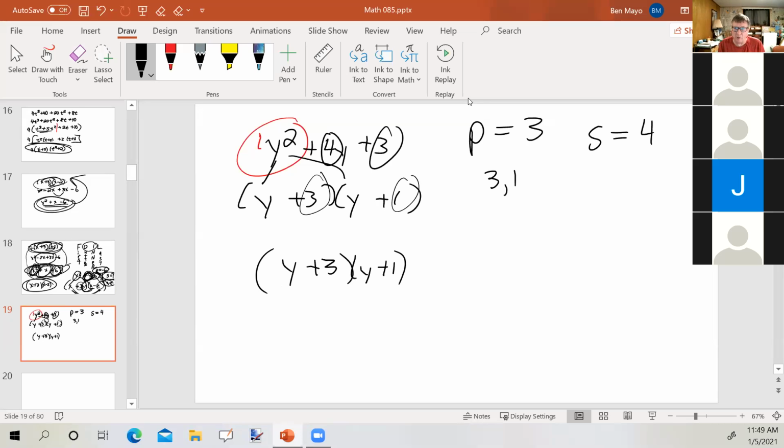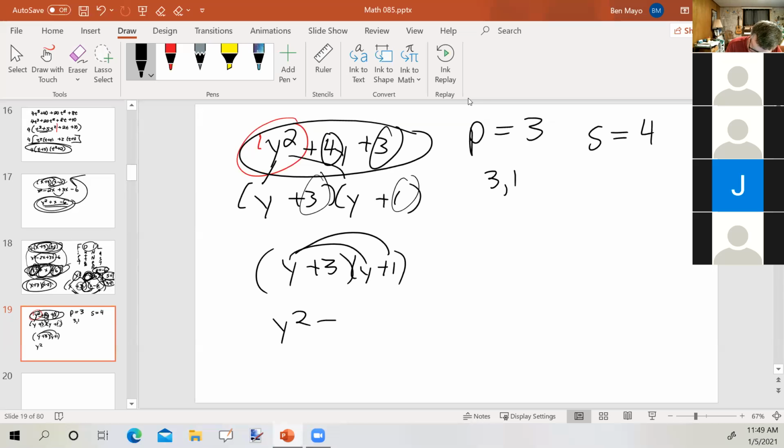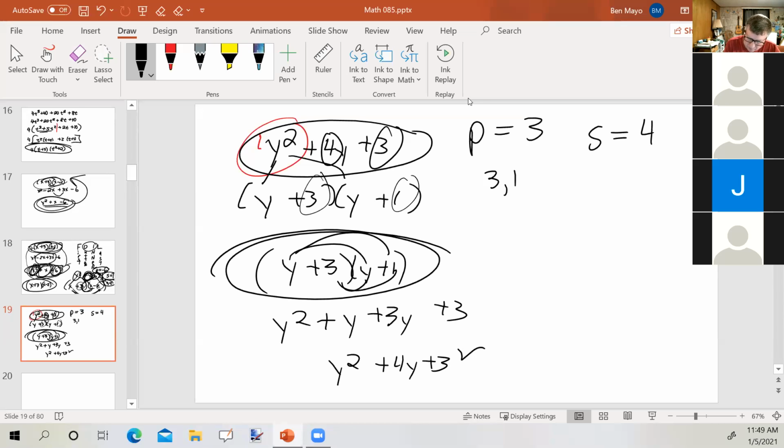Let's check our work. How would we check our work? We're going to FOIL that back together to see if we get this. So y times y is y squared plus 1y plus 3y plus 3, y squared plus 4y plus 3. So it checks. So this is our answer. We've taken the trinomial and we've factored it into y plus 3 times y plus 1. All righty.